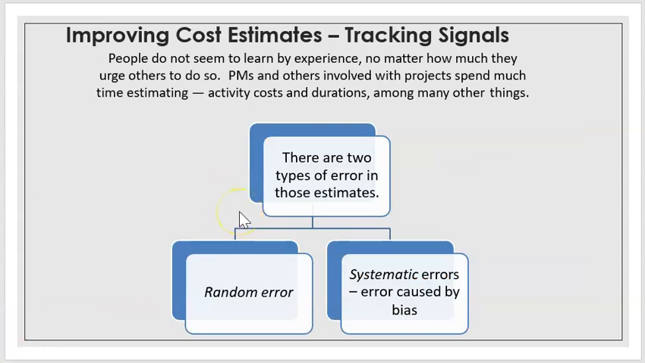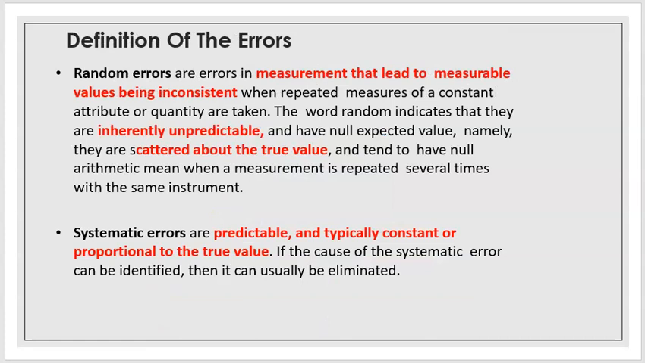Next, we look into the improving cost estimate technique, which is tracking signal. People do not seem to learn by experience, no matter how much they urge others to do so. Project managers and others involved with projects spend much time estimating activity costs and durations, among many others. There are two types of error in those estimates: random errors and systematic errors, which are errors caused by bias that we looked into before.